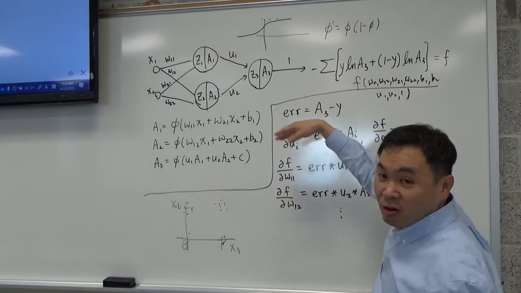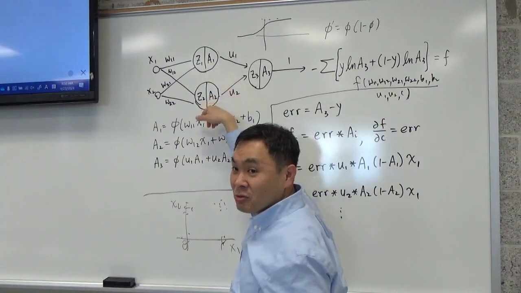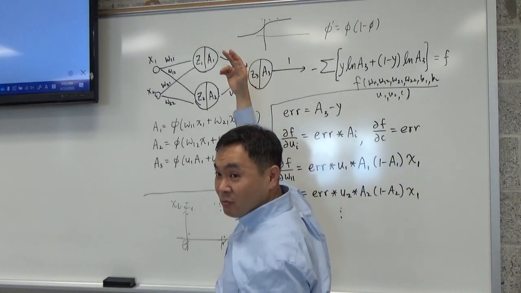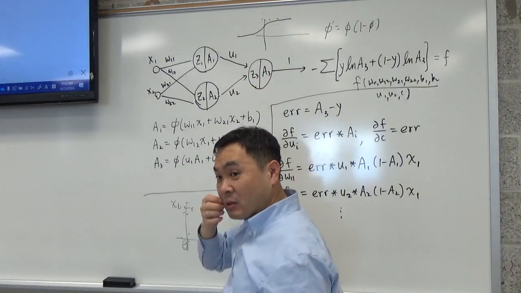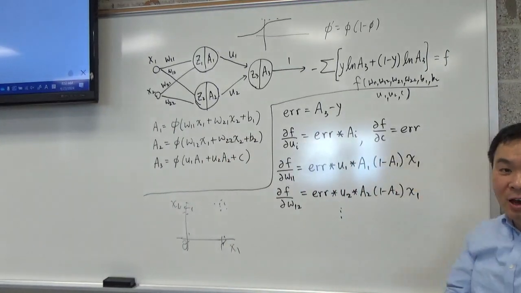So I'm going to talk about the MNIST. In that case, the final node is not a single number. It's actually a vector of 10 different numbers. For that, the cross entropy will look slightly different. I'll show that to you.